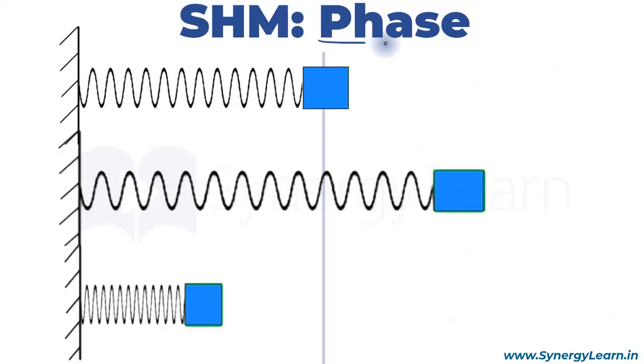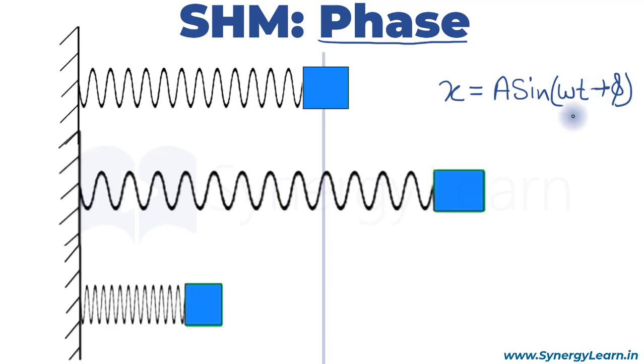SHM phase. The expression for SHM is x is equal to a sine omega t plus phi. The quantity which appears as angle is called phase. So phase is an angle. This is an important angle because based on phase the displacement or velocity or acceleration of SHM varies. Hence, if we study phase, we indirectly are studying displacement, velocity and acceleration of SHM.